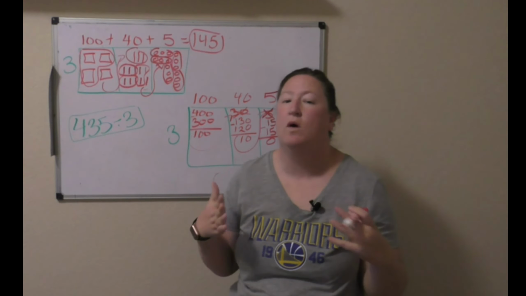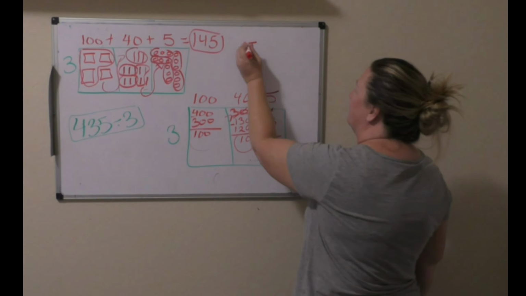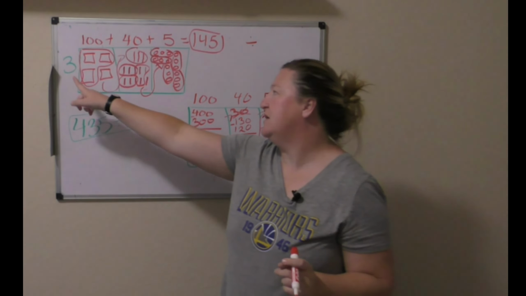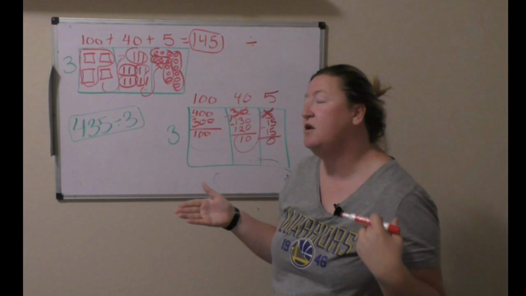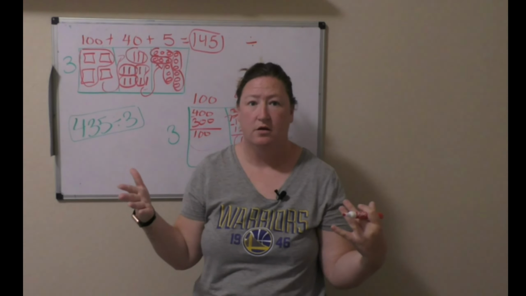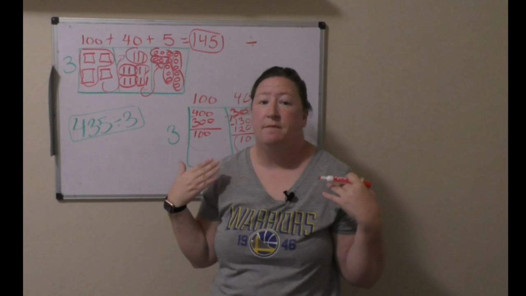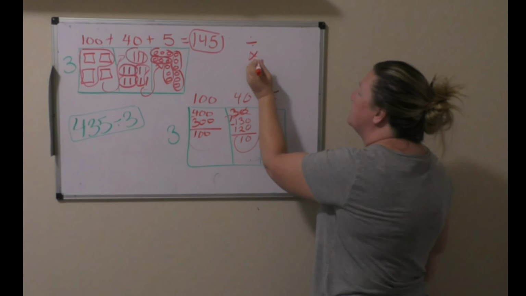The big thing you want to focus on is the first step we do is divide. The first thing I did on each of these was divide. I wanted to know how many times 3 could go into 400 evenly. Okay? The second thing I do is I multiply.